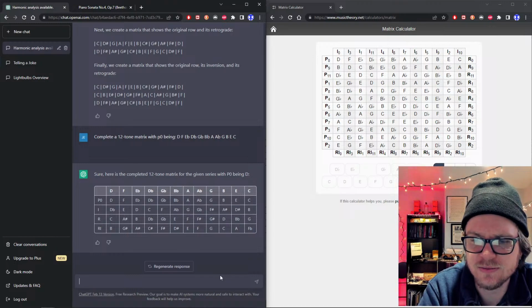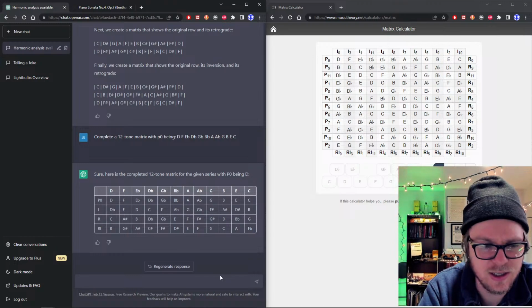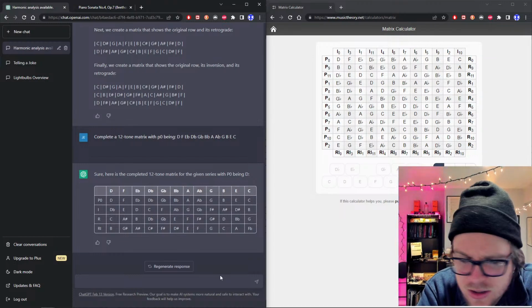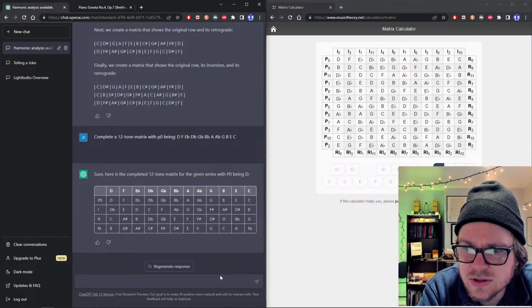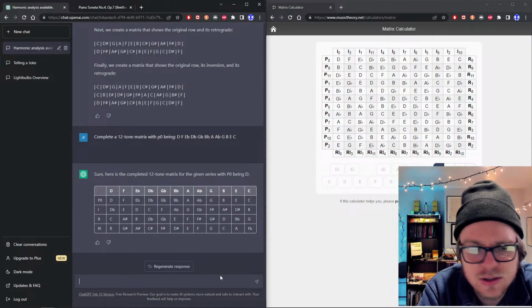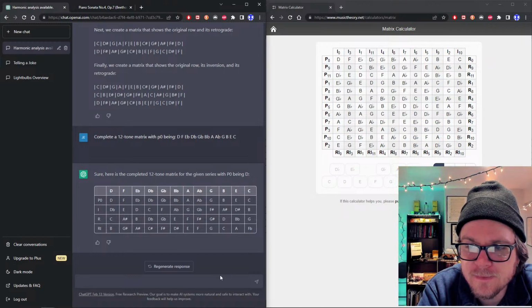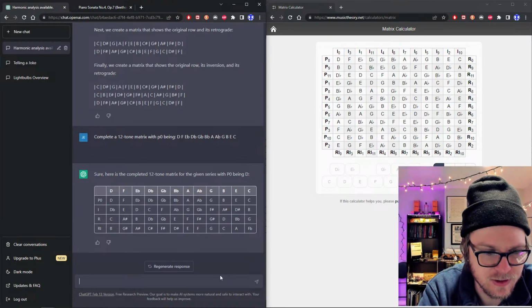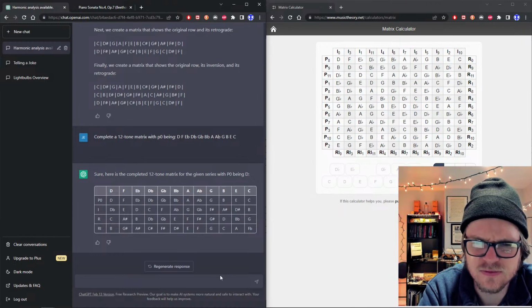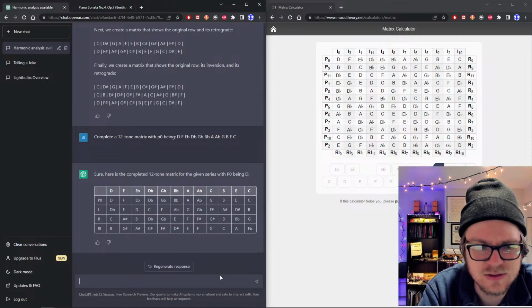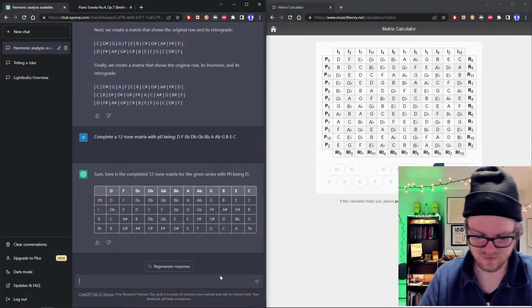Hold on, let me try to read what it actually did. R-I. Okay, I don't know where it's... Not even close. Okay, that's incomplete. I'm trying to actually understand what it's doing. Okay, the inversion, D flat, no. Where even is D flat? D flat, should be D flat, E, nope. Nope, not even close.